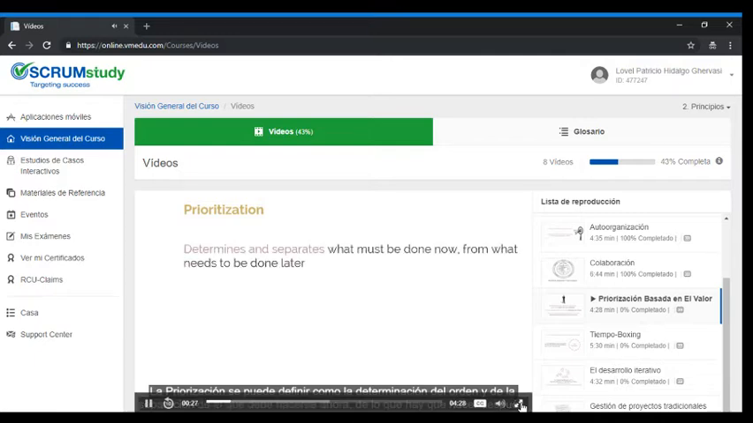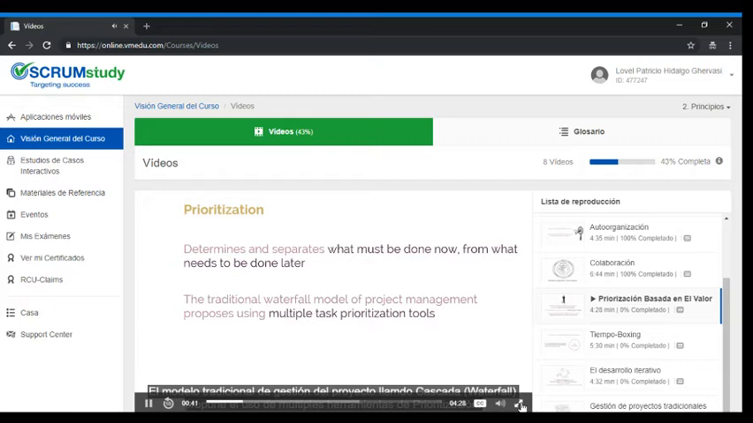Prioritizing can be defined as determining the order and demarcating between what must be done now and what needs to be done later. The concept of prioritization isn't new to project management. The traditional waterfall model of project management proposes using multiple task prioritization tools. Is prioritization an integral concept in Scrum?